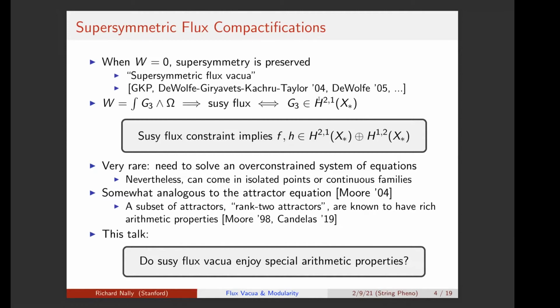G3 in H^{2,1}, plus the constraint D_tau W equals 0, lets you show that F and H themselves have restricted Hodge type. They have to be in (2,1) plus (1,2) with no (3,0) or (0,3) components. I want to emphasize that this is very rare. It's in some sense a non-generic phenomenon because you need to solve an over-constrained system of equations to make this happen. But nevertheless, they do happen, and they can happen either at isolated points in moduli space, or they can have continuous loci of moduli space, where for a range of complex structure parameters, you can actually have supersymmetric flux compactifications.